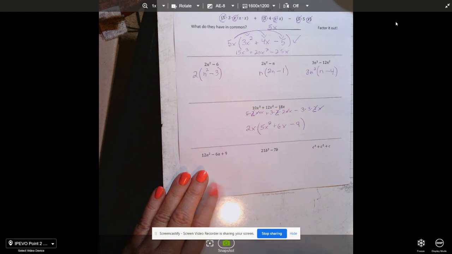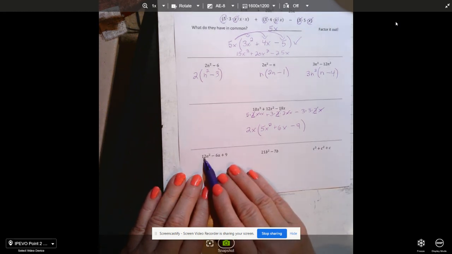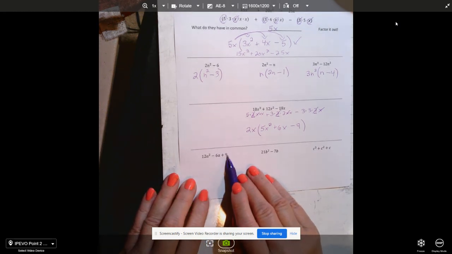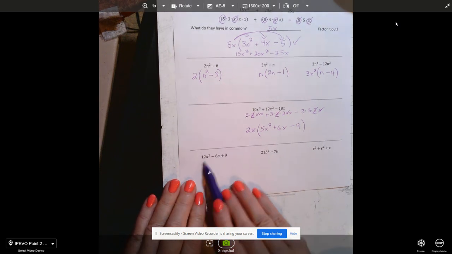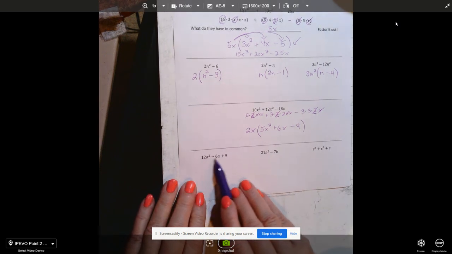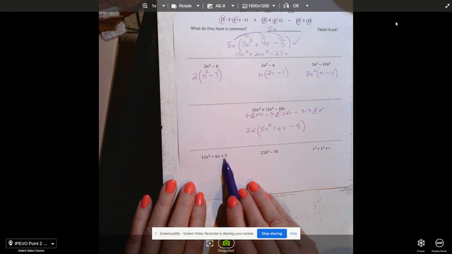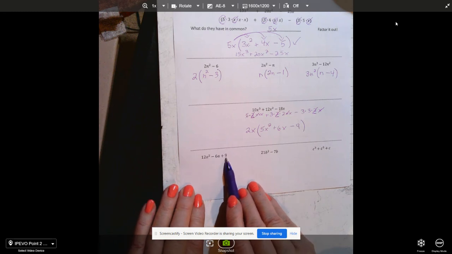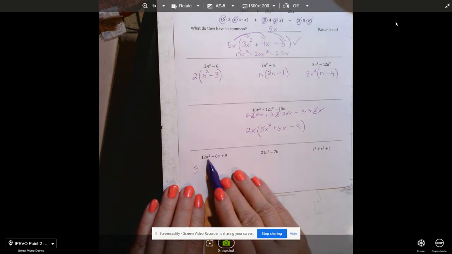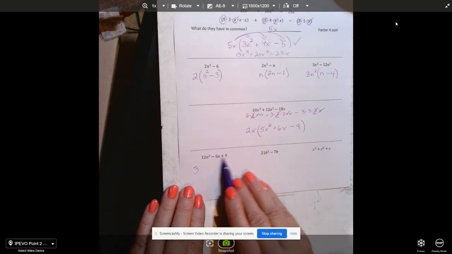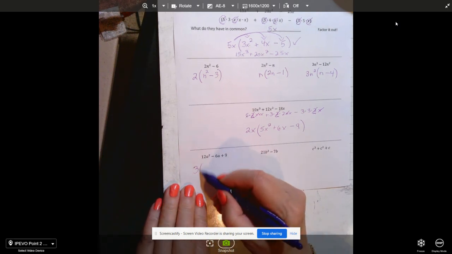All right, let's try these. I have 12, 6, and 9. Well, if I think about what is divisible by all of those, I know 12 is divisible by 3, 6 is divisible by 3, and 9 is divisible by 3. So I know I can at least take a 3 out. Well, here I have 2 A's, here I have 1 A, here I have no A's. So I can only take out a 3.